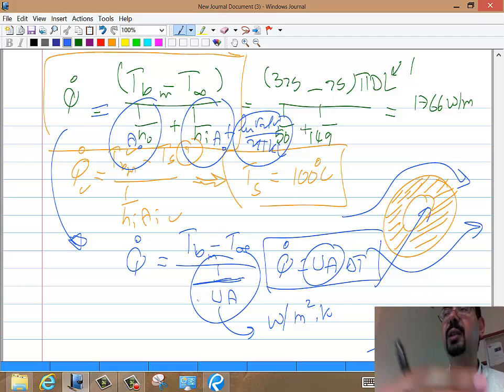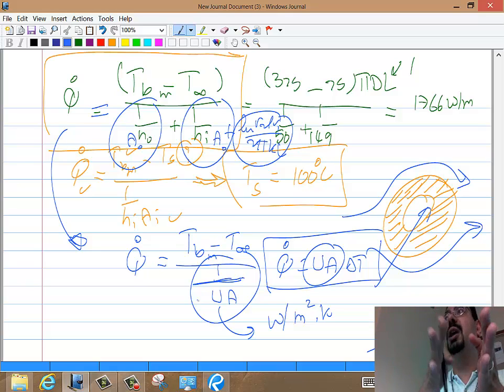Where this U, rather than 1 over UA, I took it upstairs, and so now Q is UA delta T. That is the equation for any heat exchanger. Any design that's transferring heat from one fluid to the other can be described by simply Q is UA delta T. Of course, that U has convection and conduction and convection. And those two convections could be very complicated. The conduction could be multiple layers.